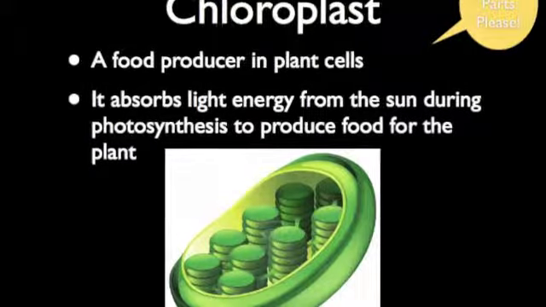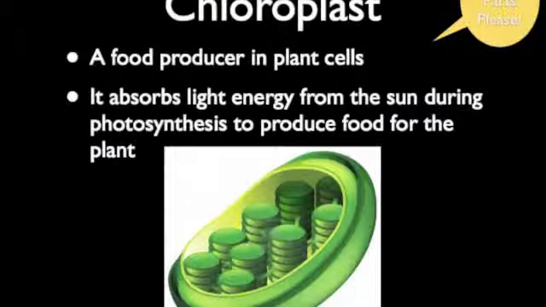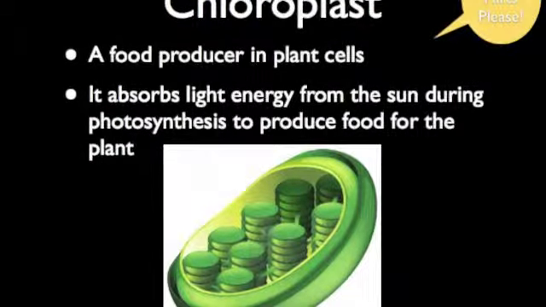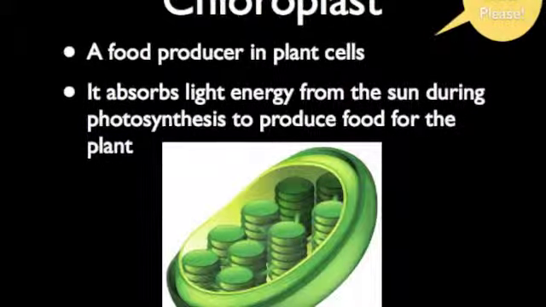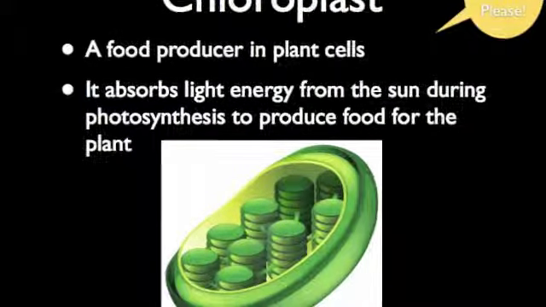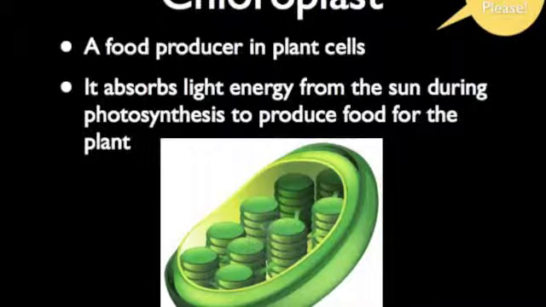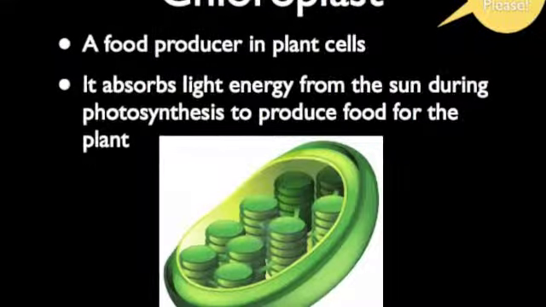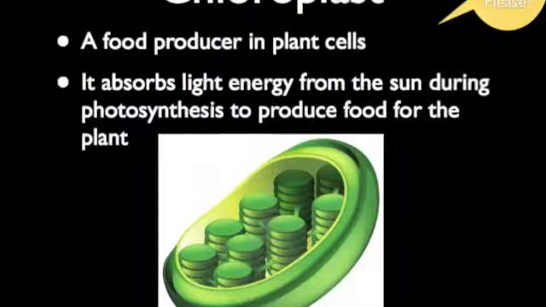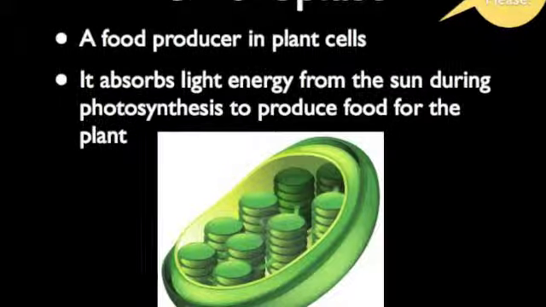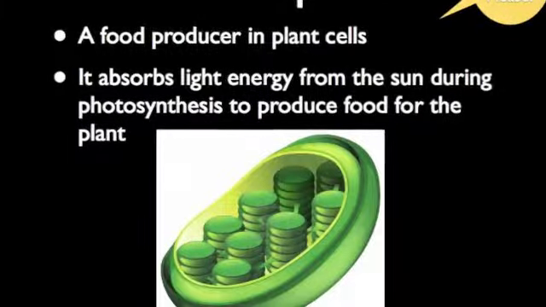The chloroplast is the food producer in a plant cell. During a process known as photosynthesis, chloroplasts absorb light energy from the sun and produce food in the form of glucose sugar from carbon dioxide and water. You'll learn more about photosynthesis in Unit 5 when we talk about plants.